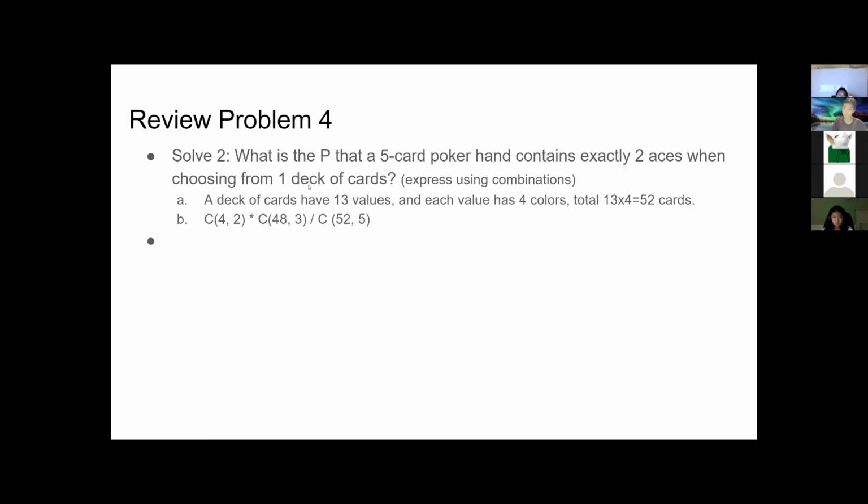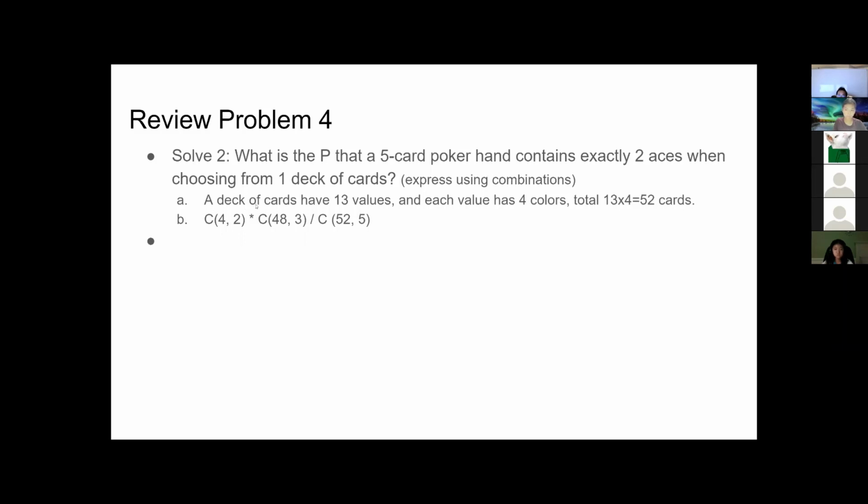Okay. Wait, but how many cards are drawn at a single time? 5. 5 right here. Oh, okay. So it's asking what's the probability that a 5-card hand contains exactly 2 aces when choosing from 1 deck of cards. And this is just a probability thing, right? You just pick 5 randomly. What will be the 2 aces?